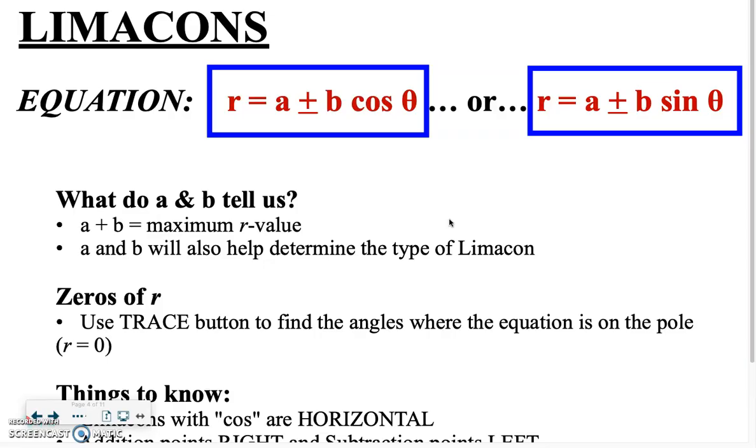All right, so what else are we noticing is different about these limaçon equations compared to the rose curve equations that we were working with previously?